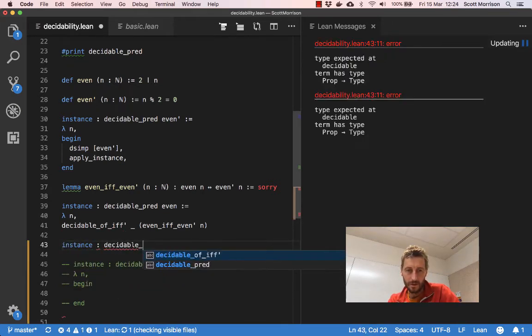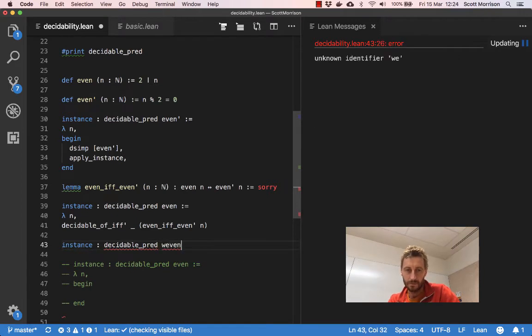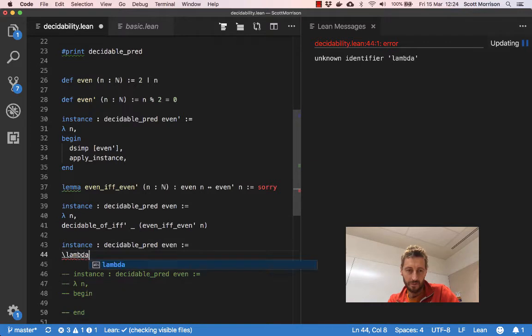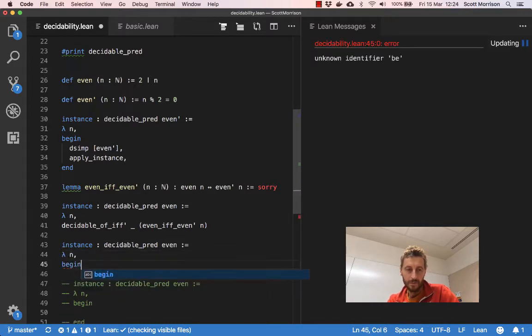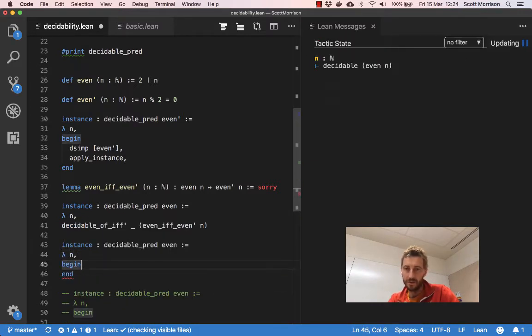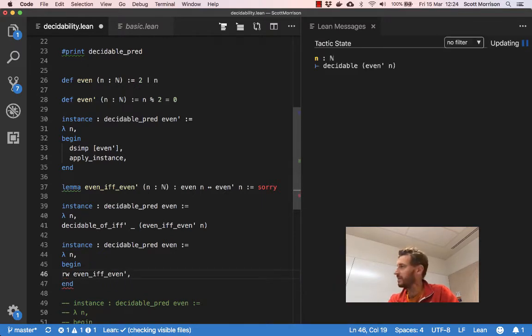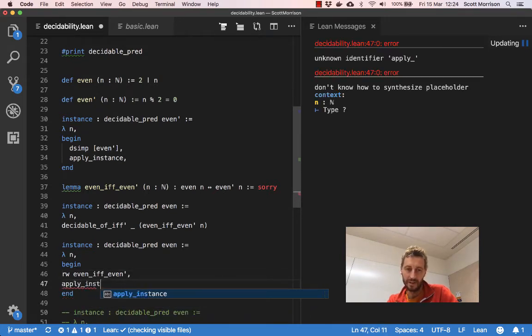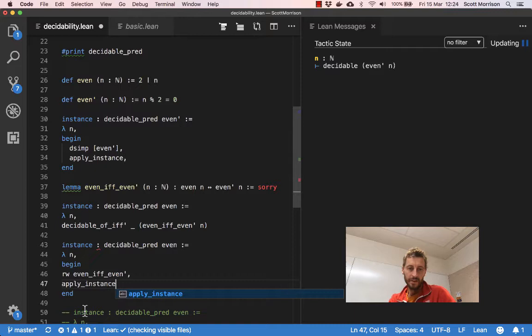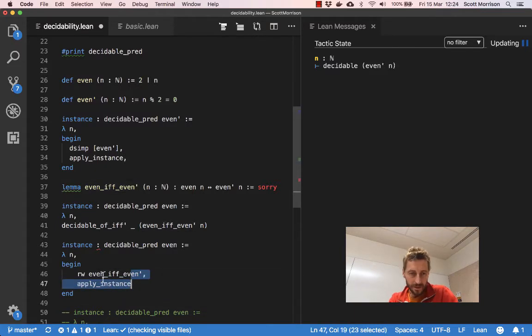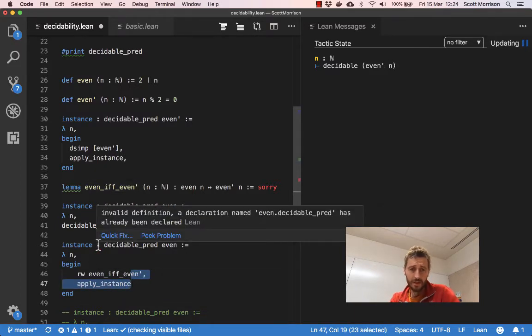Yeah, if you use the lemma and then just apply instance as well. So we probably need to still use the same lambda. Let's see where we are at this point. So we need decidability of evenness. So we can just rewrite using even if and only if even prime. And then we just need decidability according to even of even prime n. And we can write by apply instance. Yep. So that worked as well, except there's a little red squiggle here.